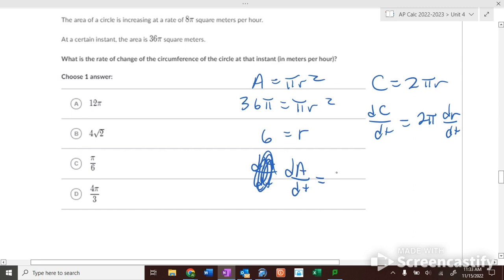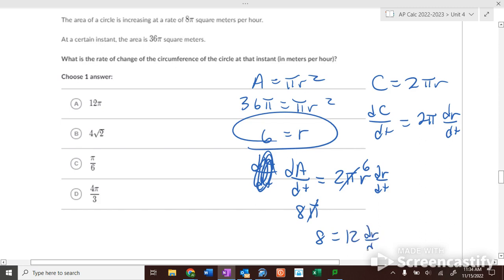equals 2 pi r dr dt. We found out from the equation that r equals 6. We're looking for dr dt, and we know from up above the area is increasing at a rate of 8 pi. Well, our pi's cancel, so 8 equals 12 dr dt, divided by 12. So we get 2/3. So dc dt equals 2 pi times 2/3, which is 4/3 pi, or 4 pi over 3.